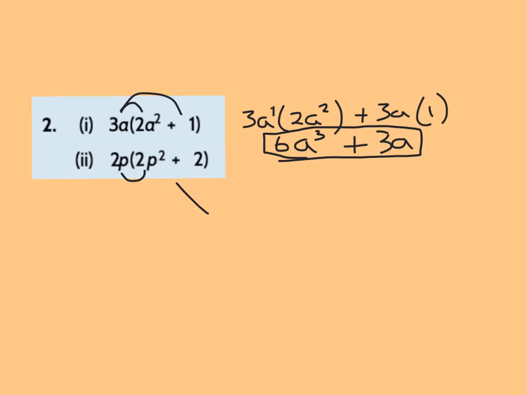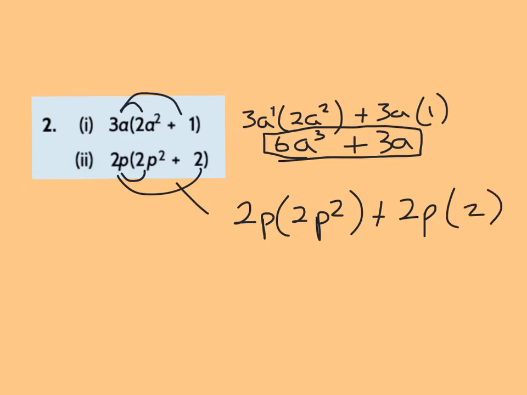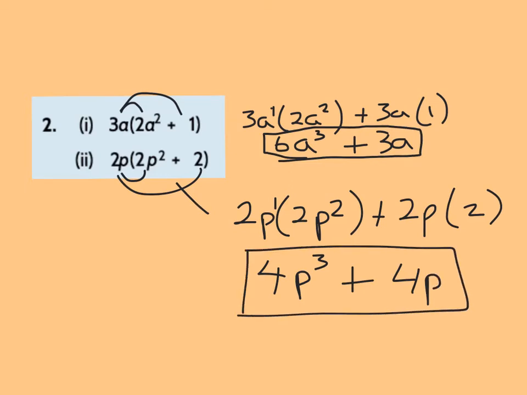Okay, let's look at this one. So we've 2p by 2p squared plus 2p by 2. 2p by 2p squared, well 2 by 2 gives me 4, and p, remember that's to the power of 1, by p squared gives me p to the power of 3. And then we have 2p multiplied by 2 gives me 4p, and that's my final answer there.